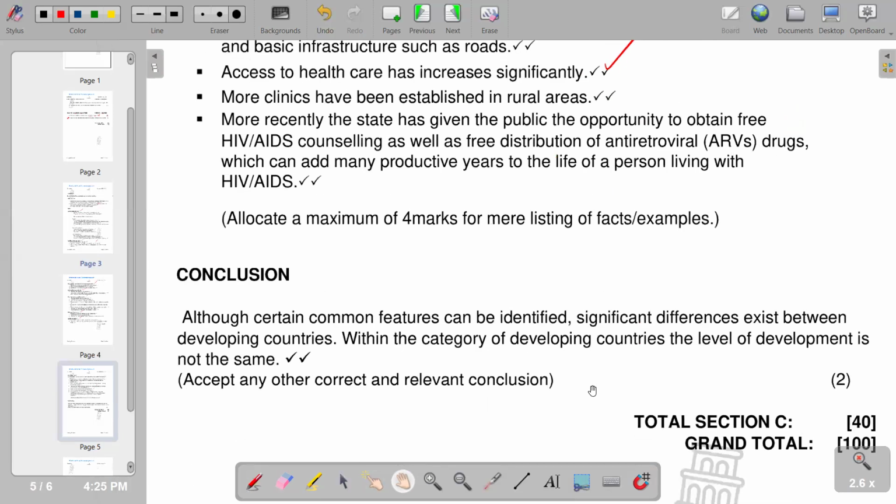This is basically a typical conclusion that we can come up with according to this essay. Our conclusion has 2 marks, and the total for the question is 40 marks.